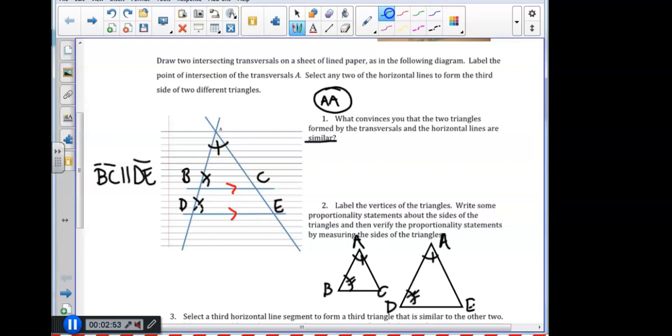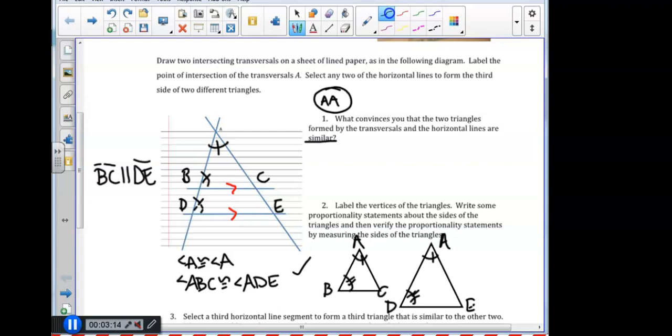Because we now have two angles that are congruent, we can say that these two triangles are similar by the AA similarity theorem. So we did say angle A was congruent to itself, and angle ABC was congruent to angle ADE. So that's enough, and we know that these two are similar.